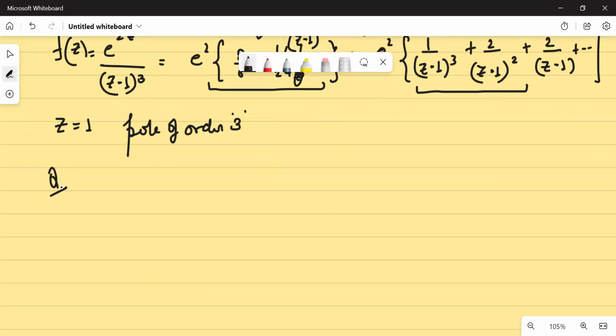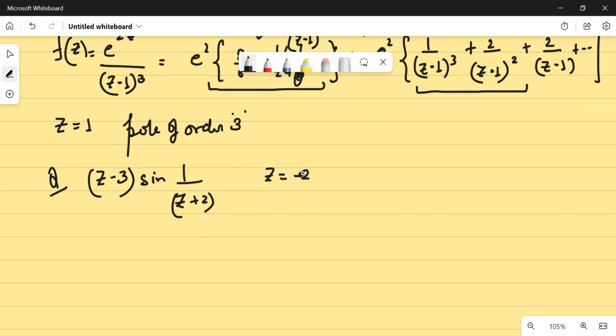Okay. Now next is try to do this: z minus 3 into sine of 1 upon z plus 2 at z equals to minus 2. So you can clearly see that z equal to minus 2 is a singularity. That you can see that z equal to minus 2 is a singularity, yes or no? Yes, sir.